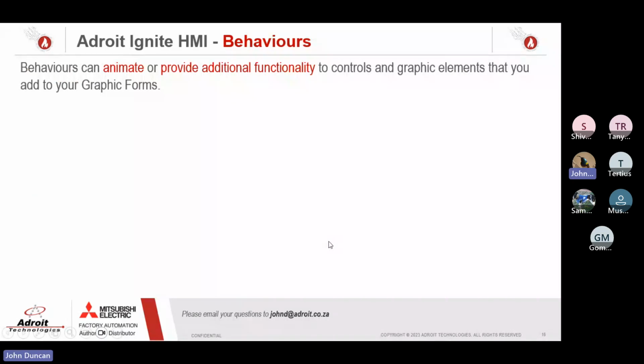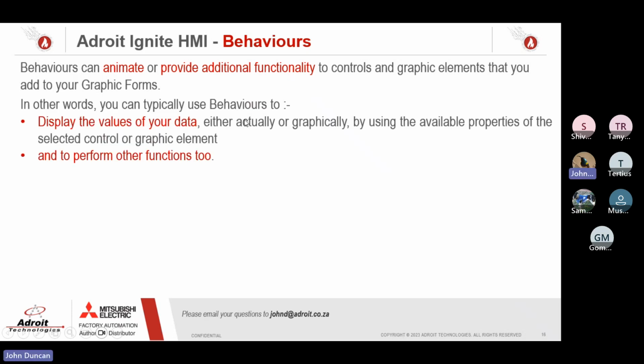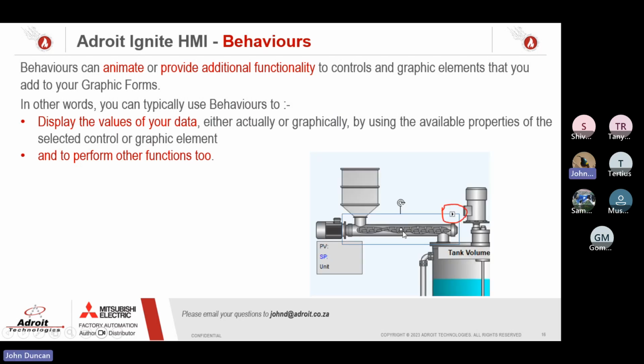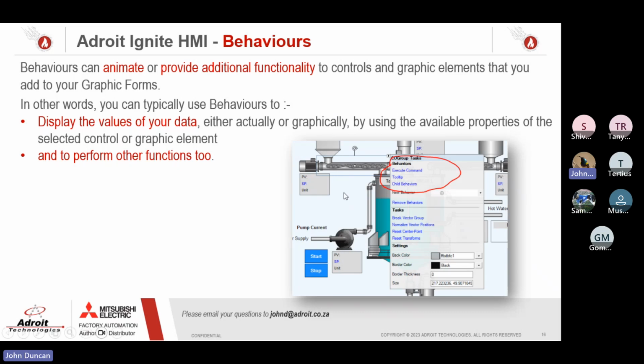So taking your agents, you can animate various graphical elements on your graphic forms, or add more functionality by adding behaviors to your agent. In other words, you could typically use behaviors to display values or to perform functions, and I'll show you them as we go through this. So really, if you click on an agent, or you click on a graphic element in your designer, a little smart tag will pop up in the top right-hand corner. You click on that, and then you've got access to your agents where you can actually configure your behaviors.